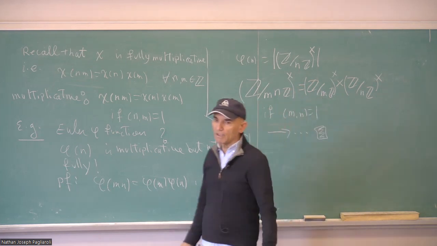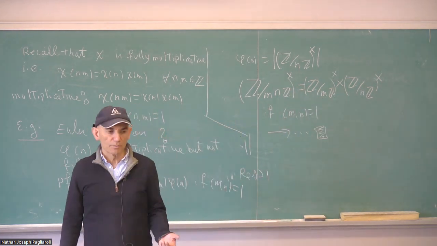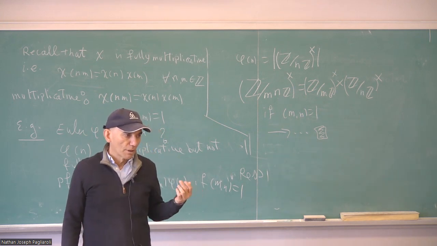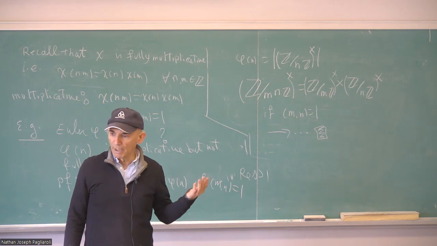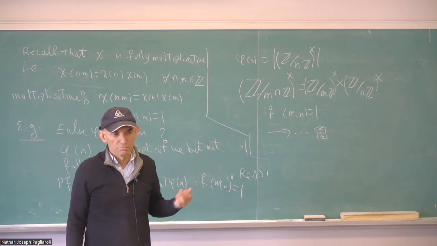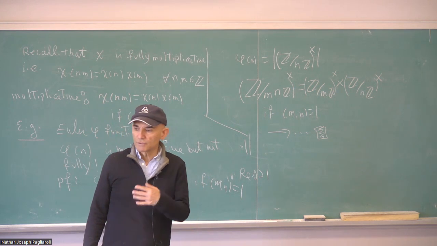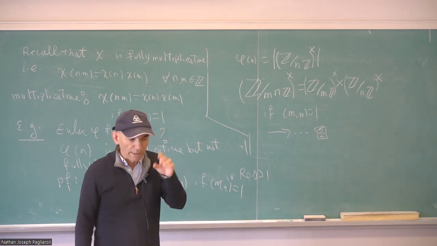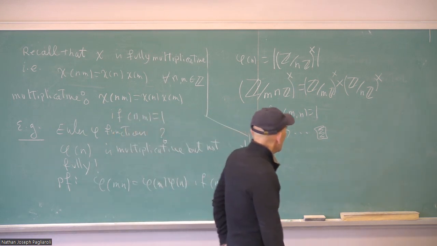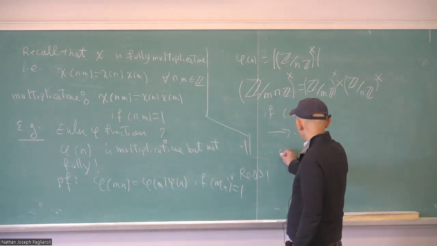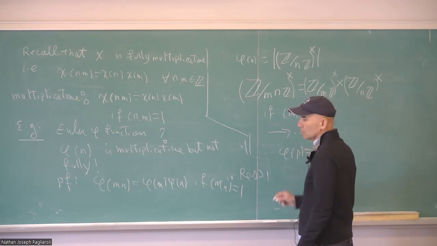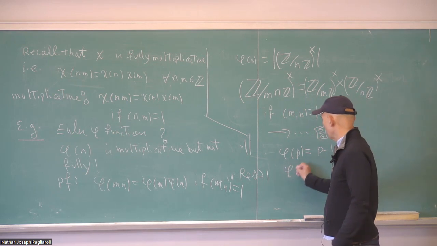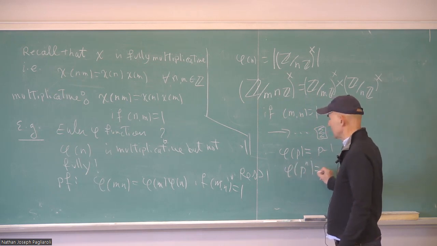And you can convince yourself that this is not fully multiplicative by just giving an example. Like phi of 4 is not equal to phi of 2 squared. You know that phi of 2 is 1, but phi of 4 is 2. It's not the square of that. By the way, you know that phi of p is equal to p minus 1. And what is phi of p^n?